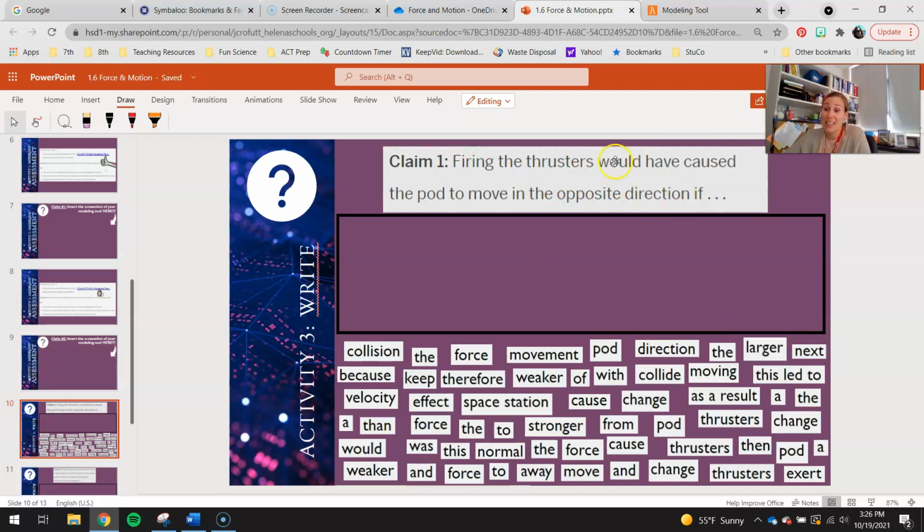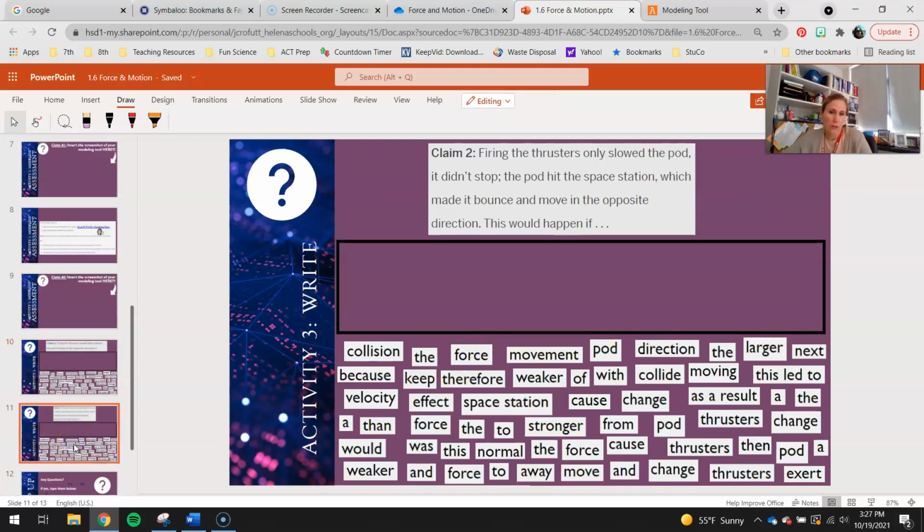You're going to explain how in claim 1 firing the thrusters caused the pod to move in the opposite direction. You definitely want to include force and velocity somewhere in that description. So go ahead and grab words down here that you need. If there's a word down there that you want to use but it's not there, find a substitution. Click and drag your words however you need to. Maybe read through them first, and then put together an explanation based on these little word magnets. You'll do the same thing for claim 2.